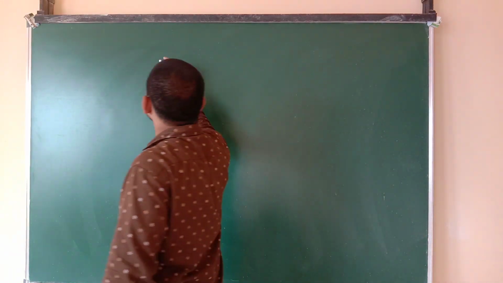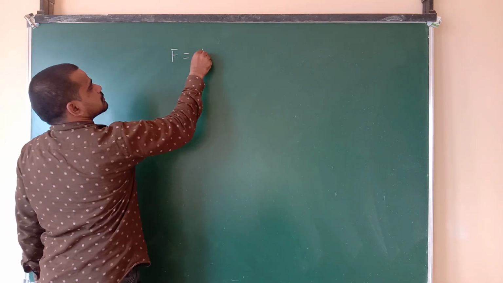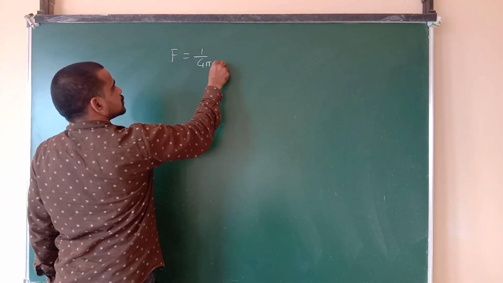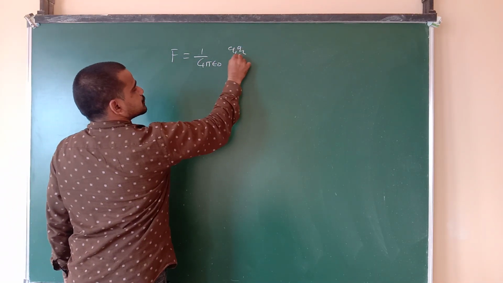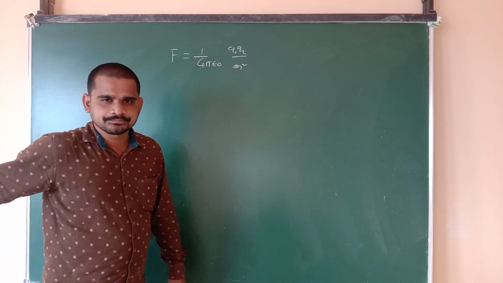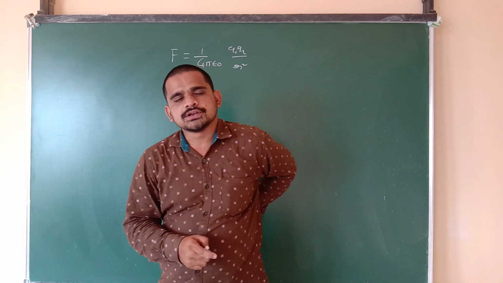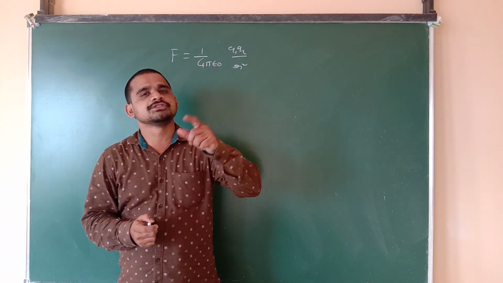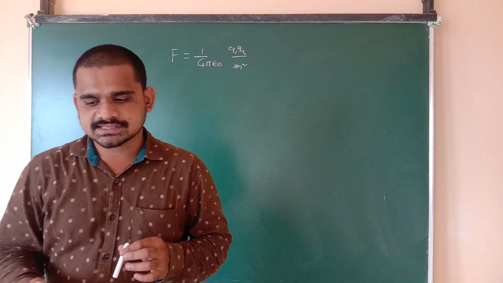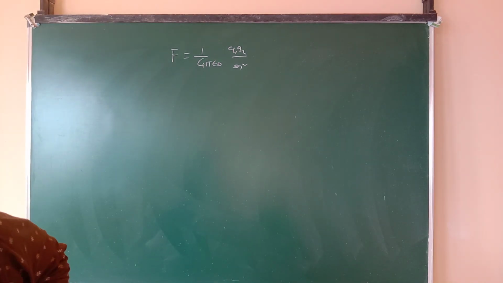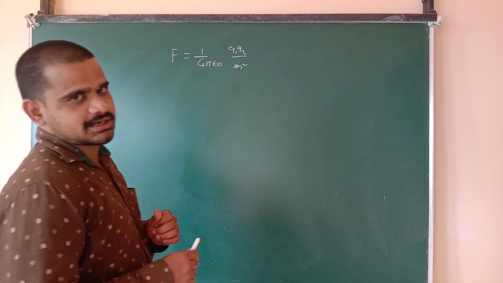The expression for the force is F is equal to 1 by 4 pi epsilon naught Q1 Q2 by R square. This is the force between the two charges having Q1 and Q2.